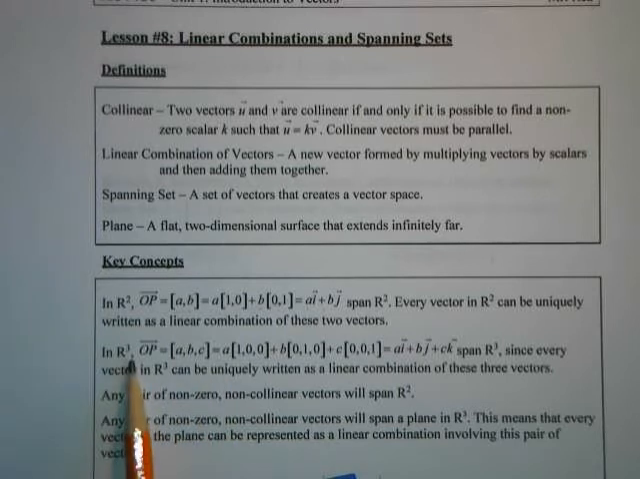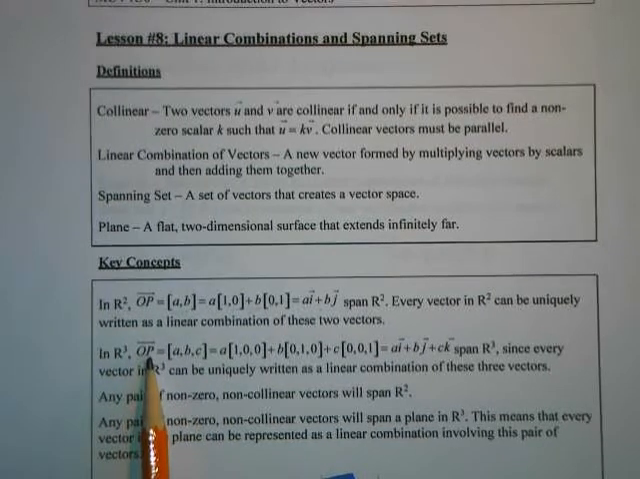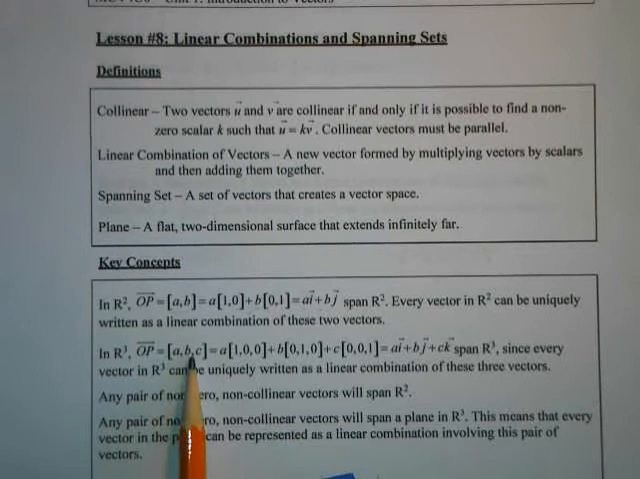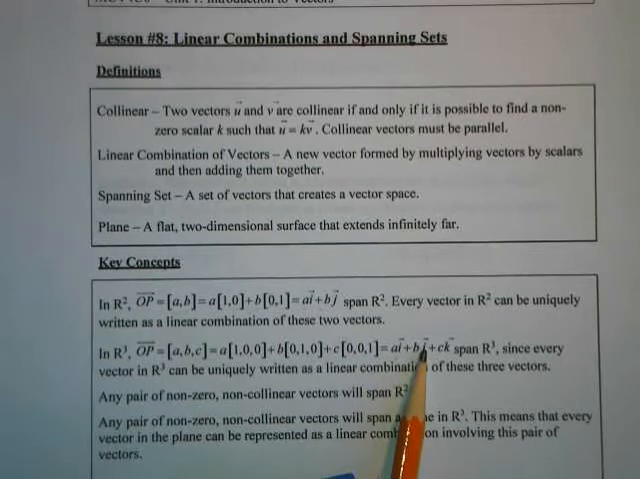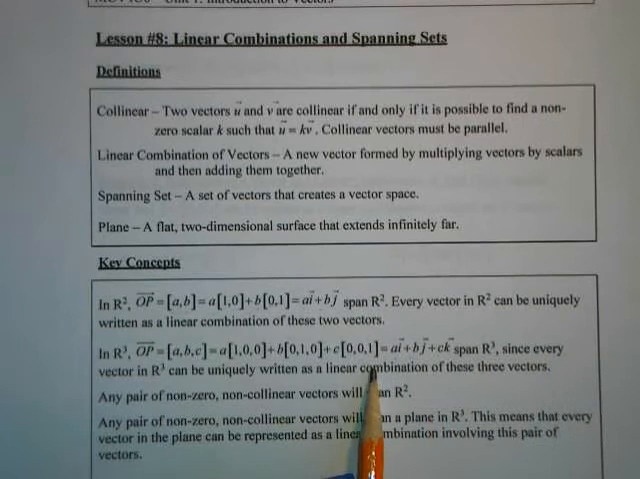And if we extend that to R3, if we have another position vector OP, this time with three components, basically what this means is if we have a scalar multiple of i hat plus a scalar multiple of j hat plus a scalar multiple of k hat in R3, we can write any vector as a unique combination of those three vectors.